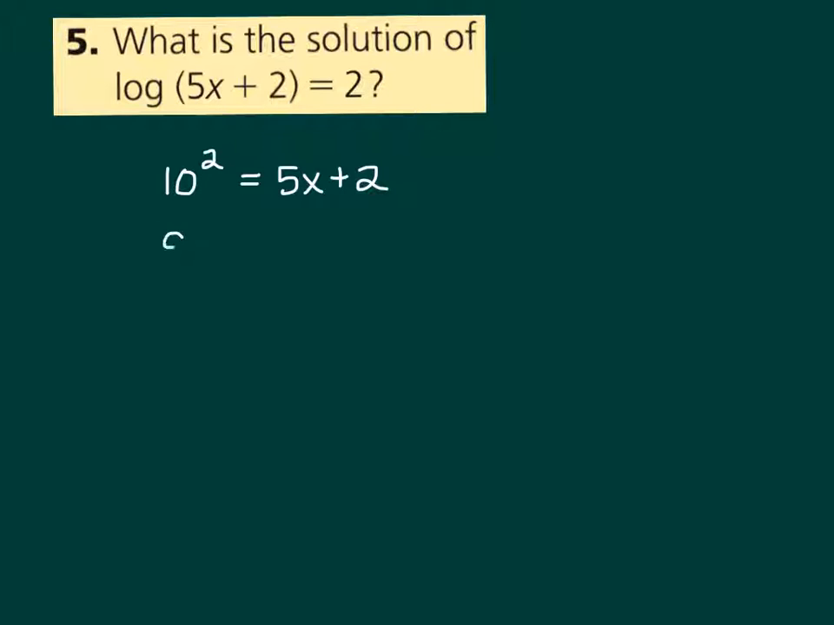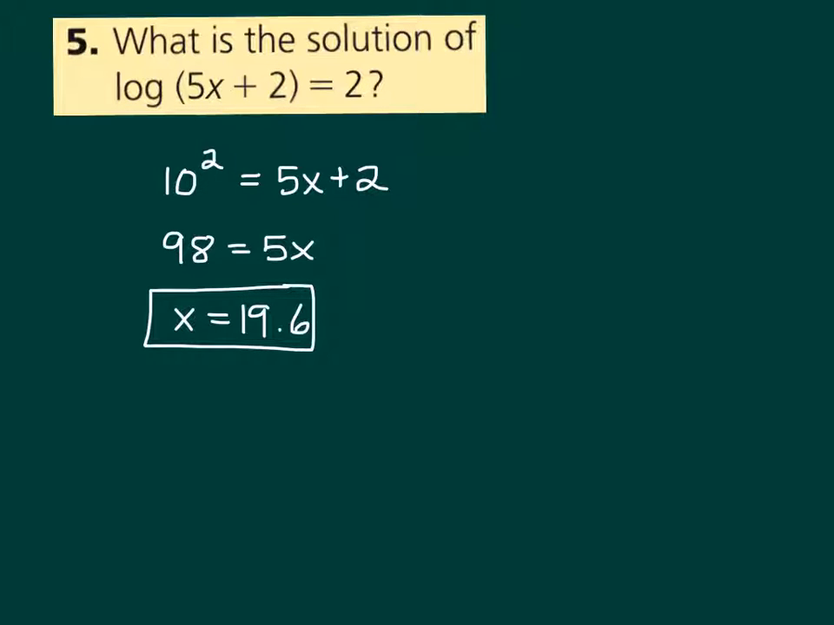Subtract 2 from each side, we get 98 is 5x. Divide each side by 5, and we get that x is 19.6. So in these types of problems, once you have it rewritten from logarithmic form to exponential form, the rest of the problem should be just algebra 1 type stuff. Know that 10 squared is 100, subtract 2 over, we get 98, divide by 5, we get 19.6. Check your answers to make sure they work. In this case, 19.6 does in fact work.